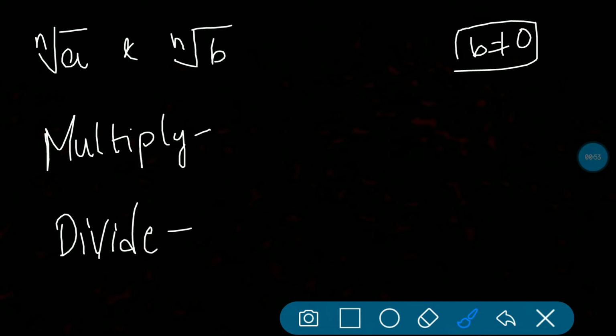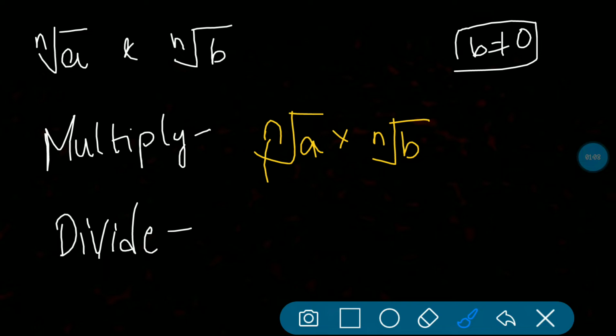Fine, so I'll tell you how we are going to multiply. First, multiplication, as you know, we are just going to multiply. So nth root of a multiplied by nth root of b. How can you multiply? When the orders are the same, then only we can multiply, as I have already told you multiple times. So now you can multiply in this way: nth root of a into b. When the order is the same, the radicands can be multiplied. So I hope the multiplication part is clear to you.